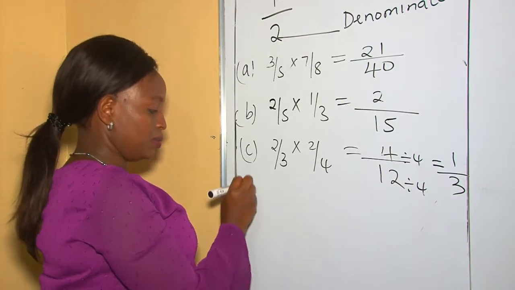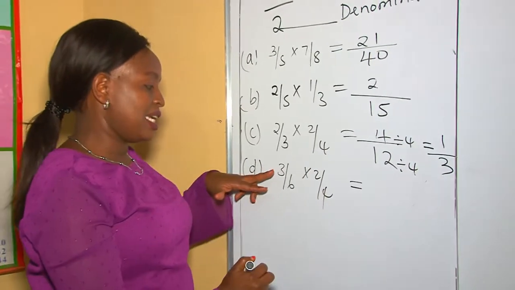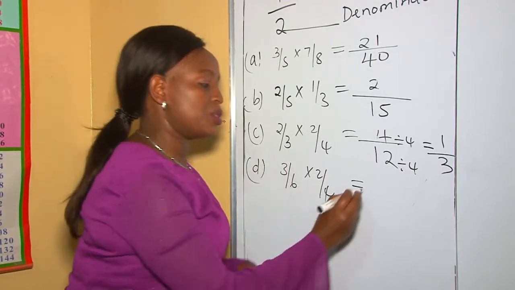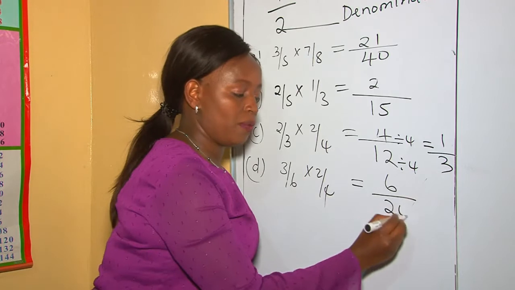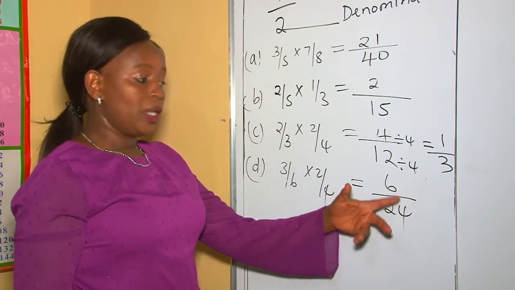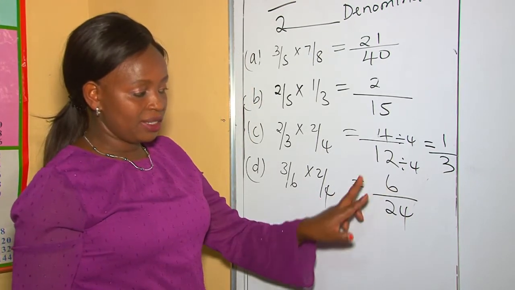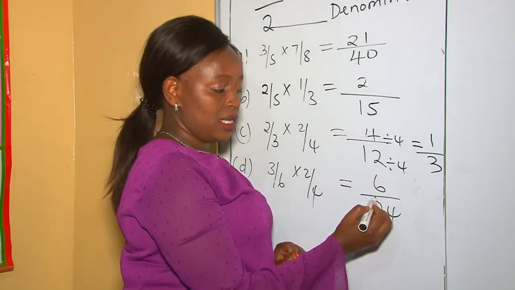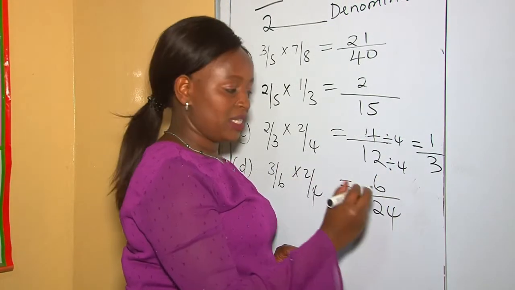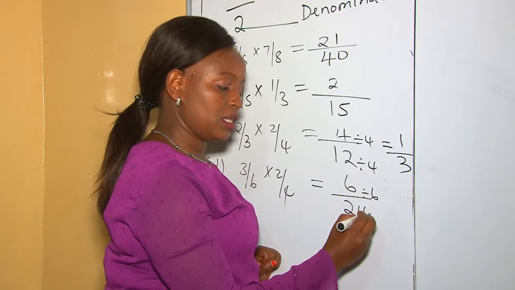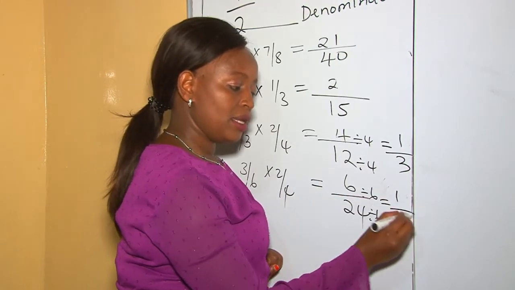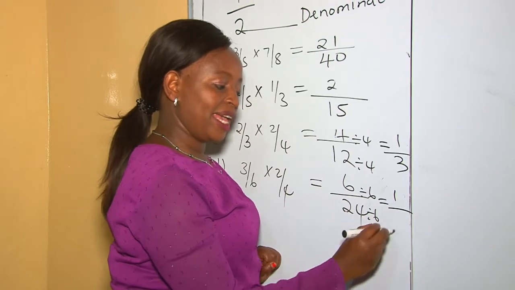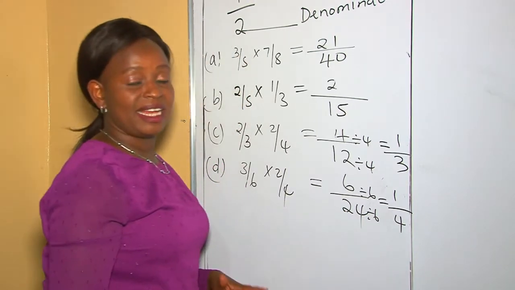Another question. Also in this case, our numerators are 3 and 2. 3 times 2 is 6. 6 times 4 is 24. Again, look at your answer. This is even, so they have a common divisor, and my common divisor is 6. So when I divide 6 by 6, I get 1, and 24 divided by 6, I get 4. And now my answer is a quarter.